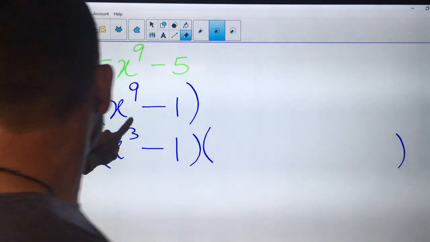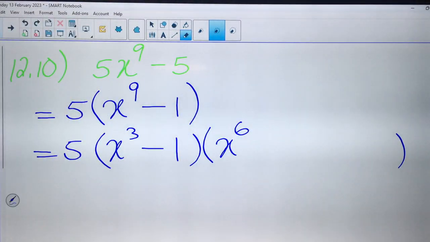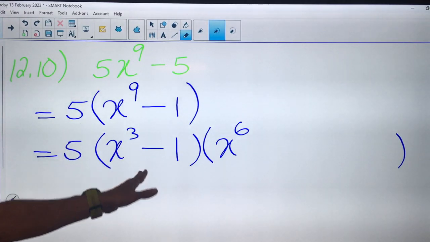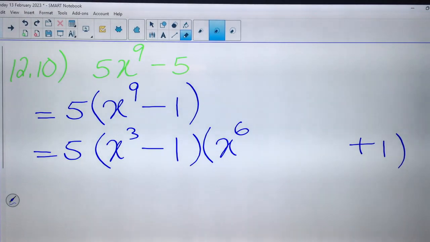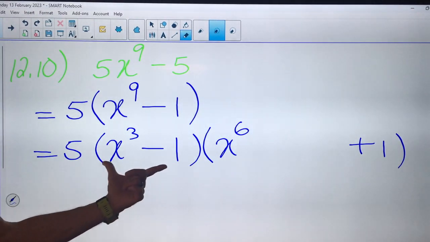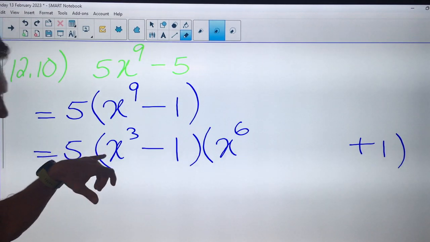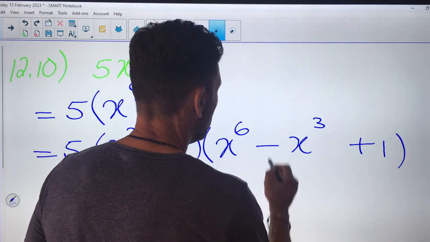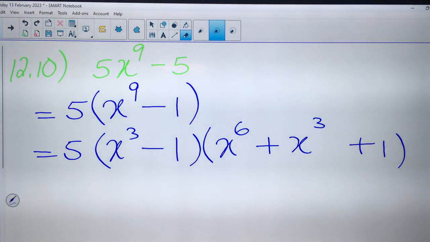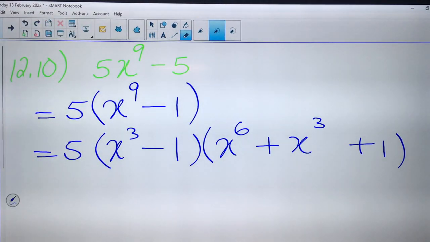Second bracket, we square this one. So x to the power of 6. We square the last one, so that becomes plus 1. Now we need to multiply these two to each other and change the sign. Minus 1 times x cubed is minus x cubed, or minus 1x cubed, but we know the sign must be opposite. This is always the one that catches out a person.